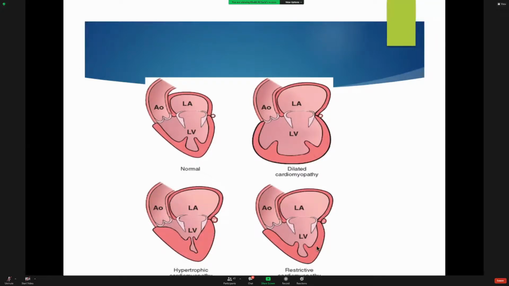In restrictive cardiomyopathy, which is the difficult pathophysiology, the thickness is the same as normal, but there is stiff myocardium. Because the myocardium is stiff, less blood will go from the left ventricle to the aorta. Okay, so is this clear?